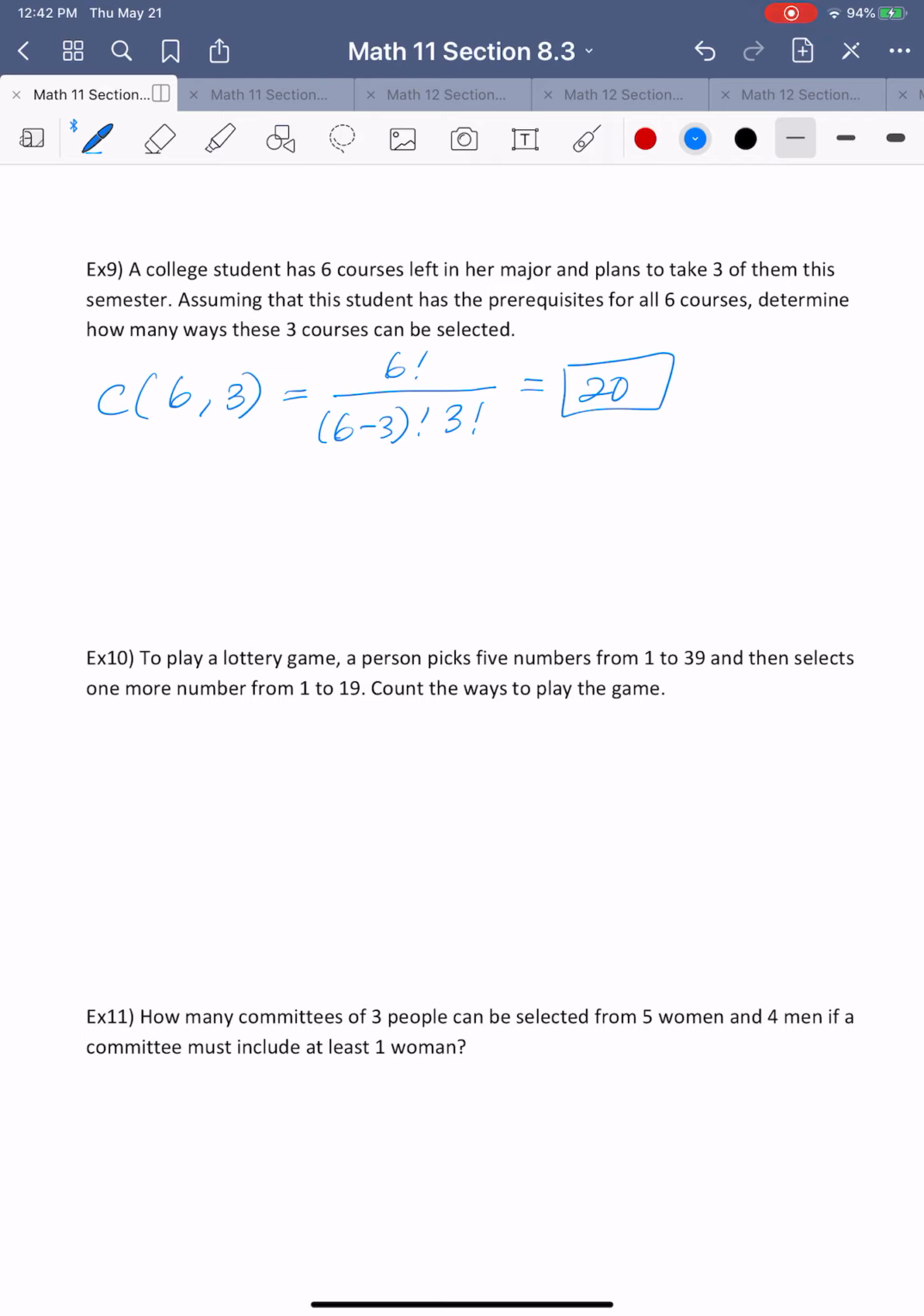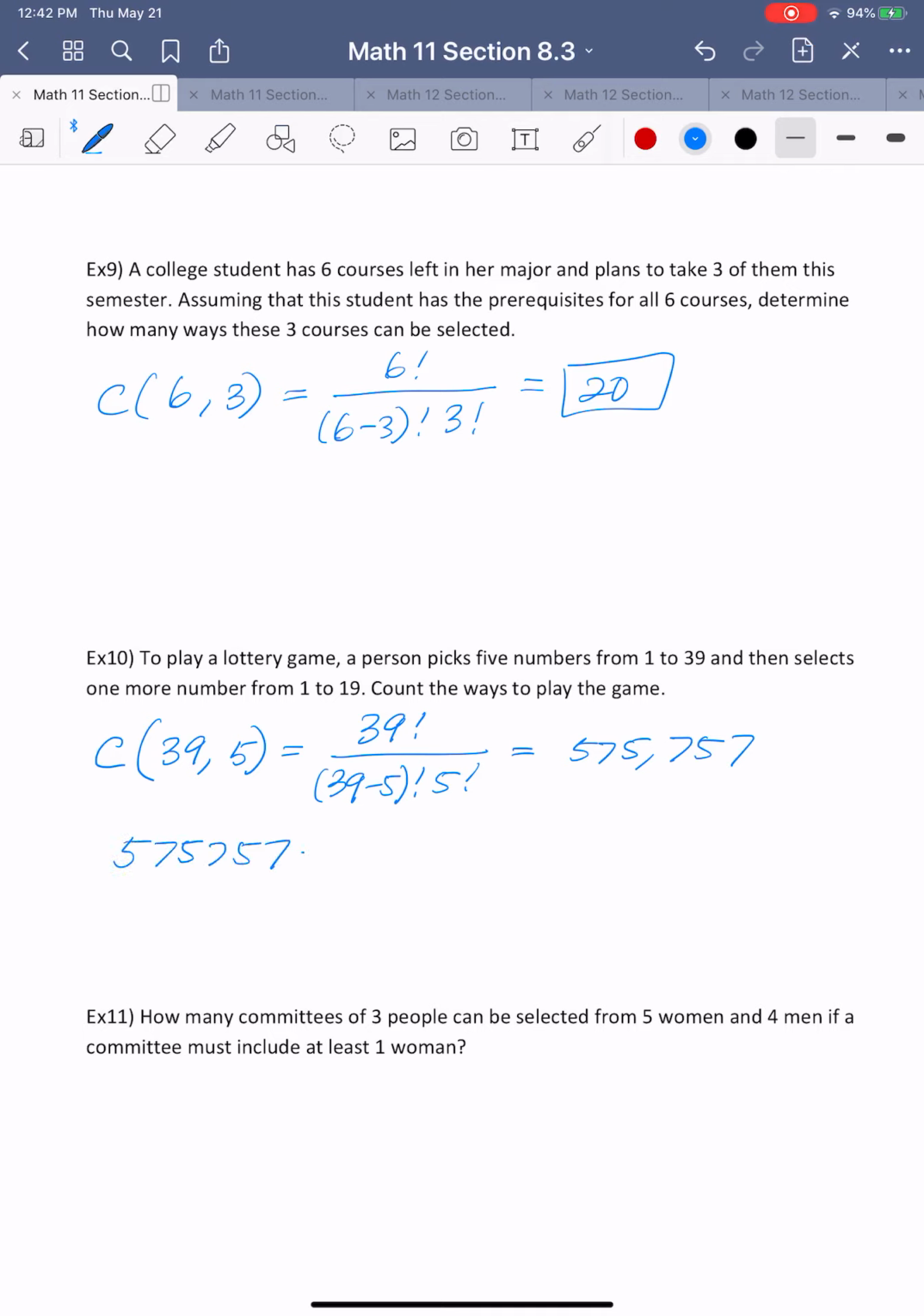All right, to play a lottery game, a person picks 5 numbers from 1 through 39, then selects one more number from 1 to 19. So count the ways to play the game. There are 39 numbers, but he can choose 5, which means 39 factorial over 39 minus 5 factorial times 5 factorial, which I got 575,757.